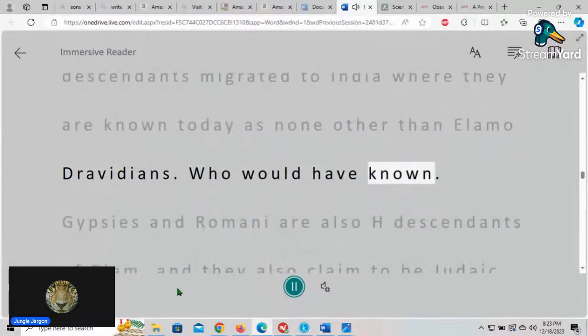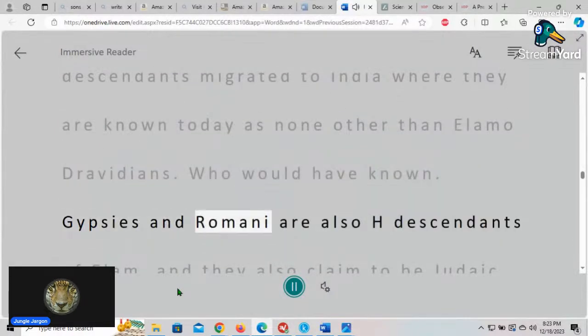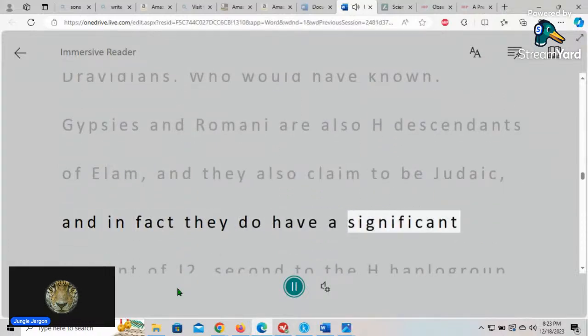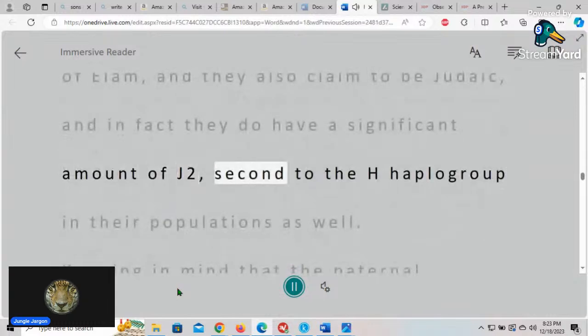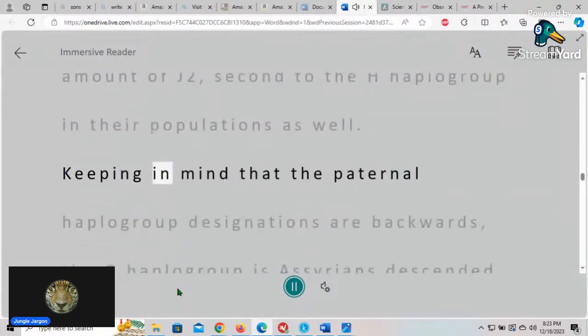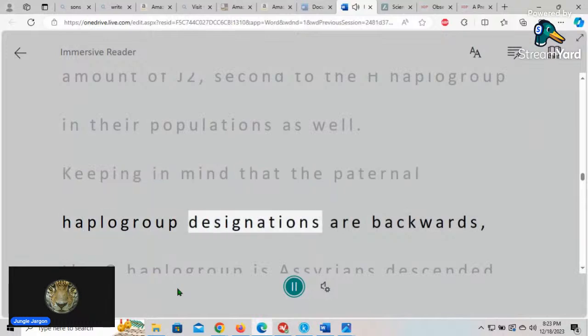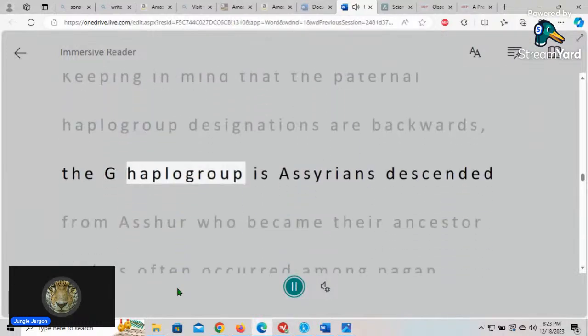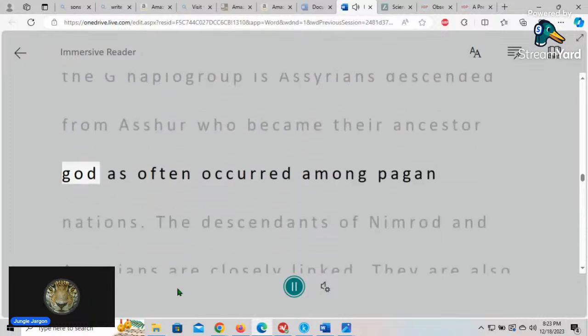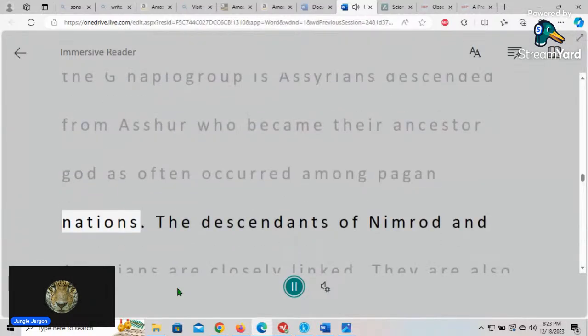Who would have known? Gypsies and Romani are also H descendants of Elam, and they also claim to be Judaic, and in fact they do have a significant amount of J2, second to the H haplogroup in their populations as well. Keeping in mind that the paternal haplogroup designations are backwards, the G haplogroup is the Syrians descended from Ashur, who became their ancestor god, as often occurred among pagan nations.